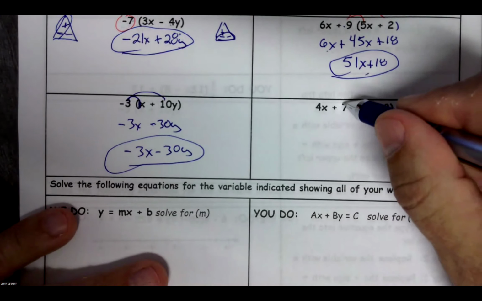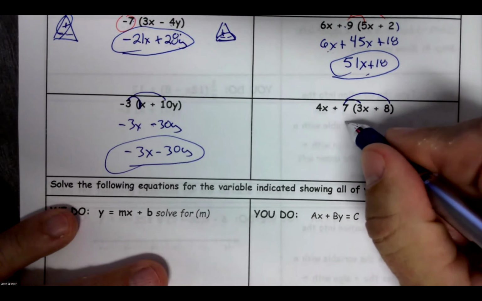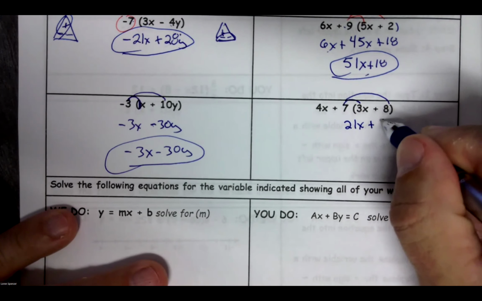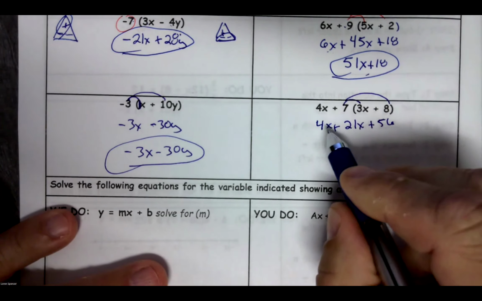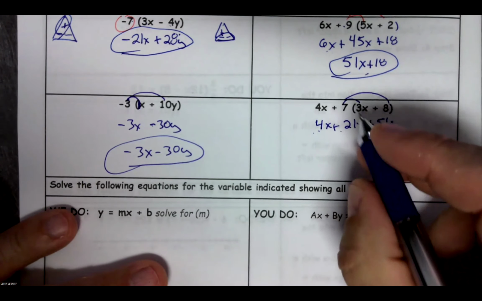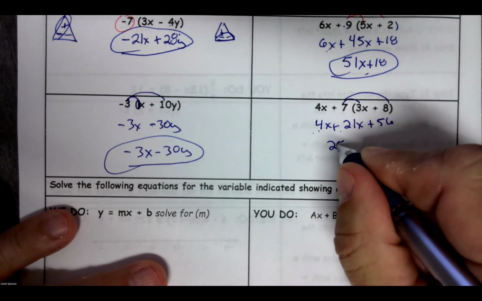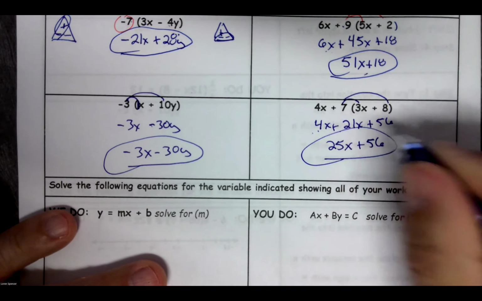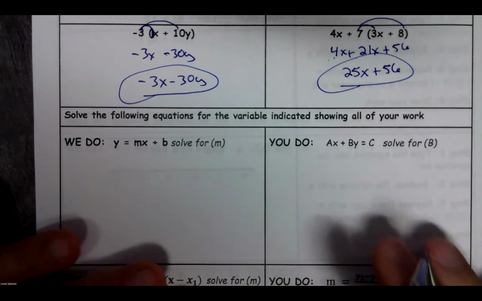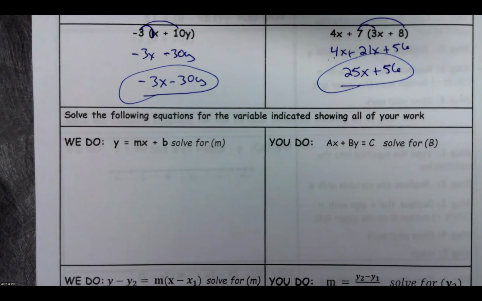Here we're distributing the 7, and we're getting 21x plus 56, and we have the 4x in front. We can combine like terms, the 4x and the 21x, and we get 25x plus 56.